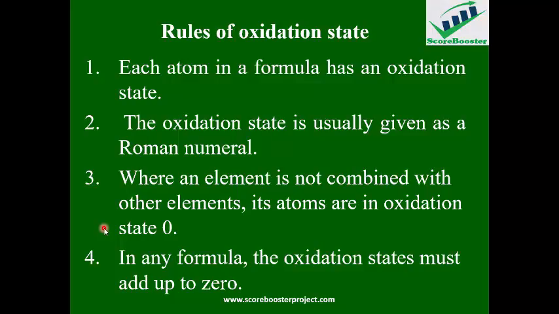Also, the oxidation state is usually given as a Roman numeral, like I, II, III, not like we have written it. I mean, I is like a single stroke, II means two strokes, III means three strokes, IV is four. Where an element is not combined with other elements, its atoms are in oxidation state 0. What we are saying is this: an element in its elemental state has an oxidation number of 0.